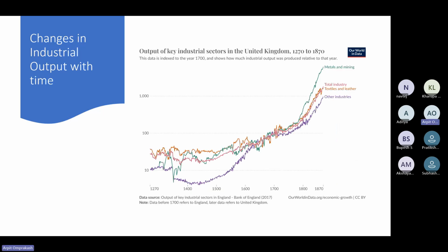Then, yeah. So to look at affluence, what we generally see is how industry is growing, how manufacturing is growing, how the GDP is growing, and things like that. So we see that since 1270 to 1870, and even after that, there has been an increase in industrial output over time across all major industries that we have, such as metals, mining, textiles, and leather, and other manufacturing industries.